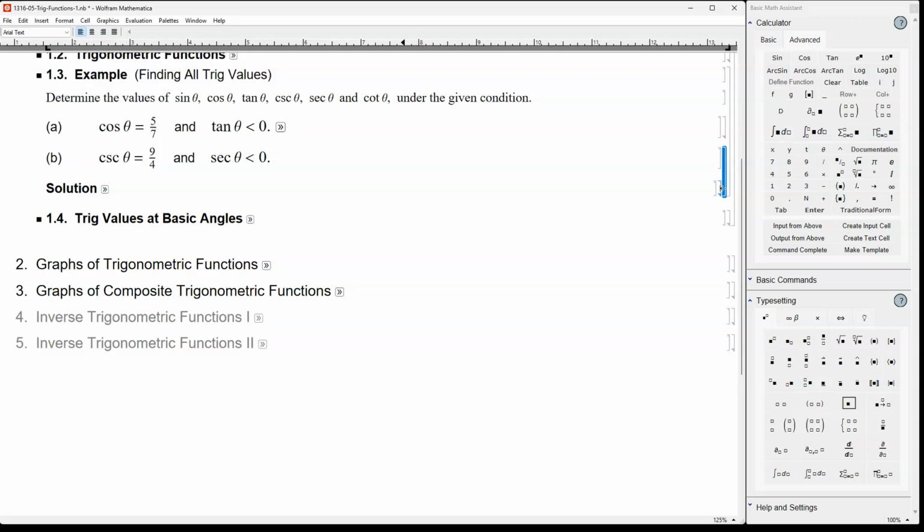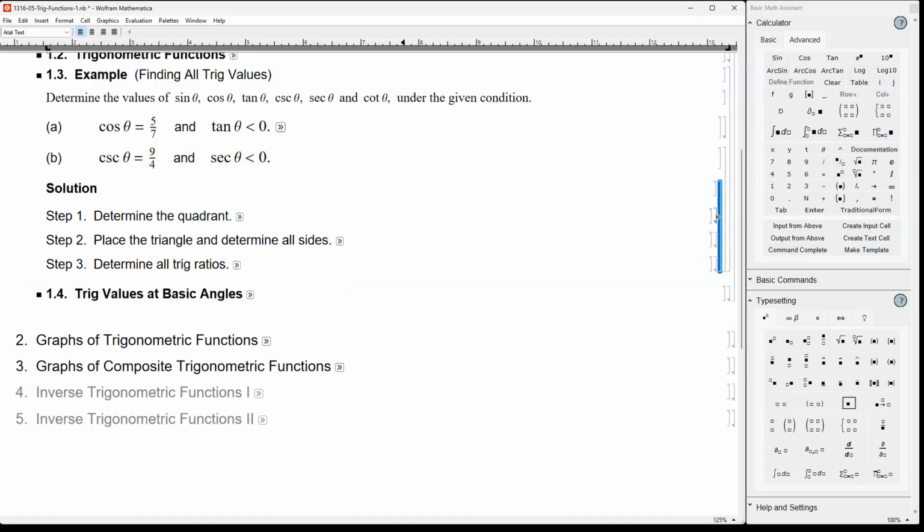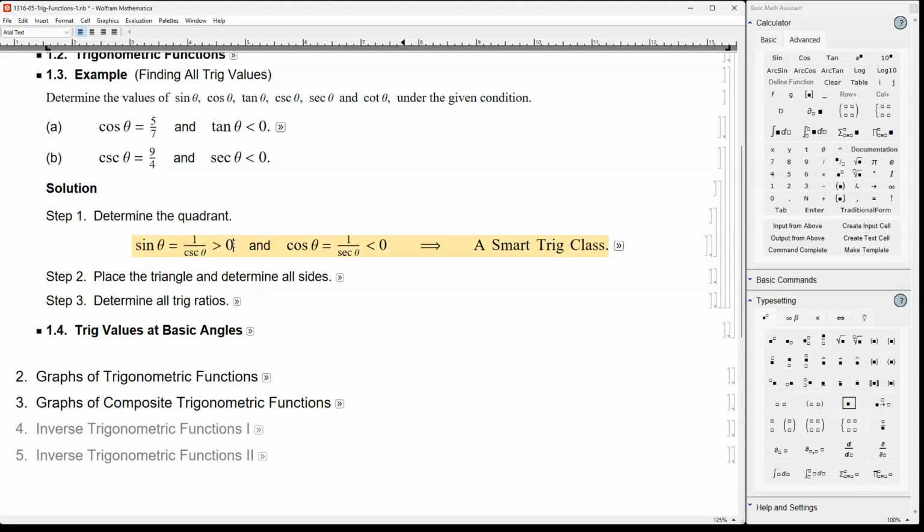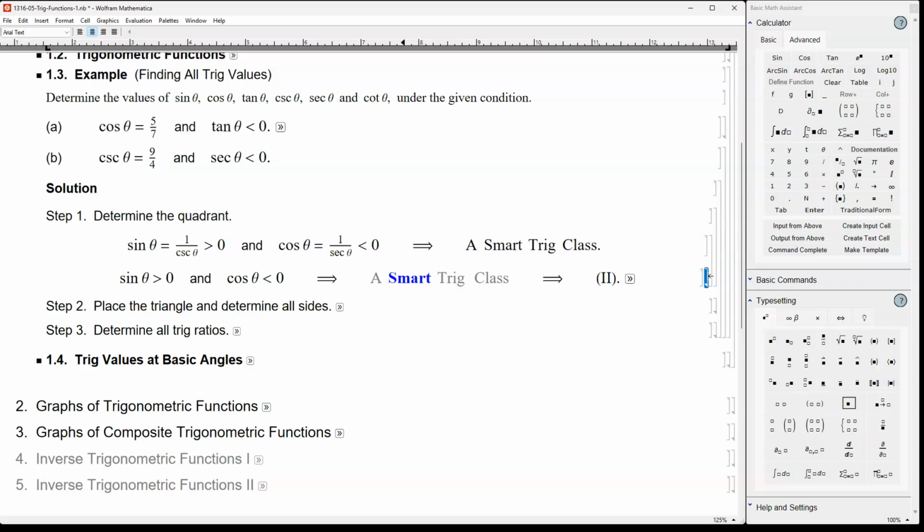Cosecant is 9/4. Secant is negative. Cosecant is 9/4, so sine is 4/9, positive. And secant is negative, so cosine is negative. So determine the quadrant. Sine is positive and cosine is negative. A smart trick class, what is it? It's S this time. Sine is positive, so it's the second quadrant.